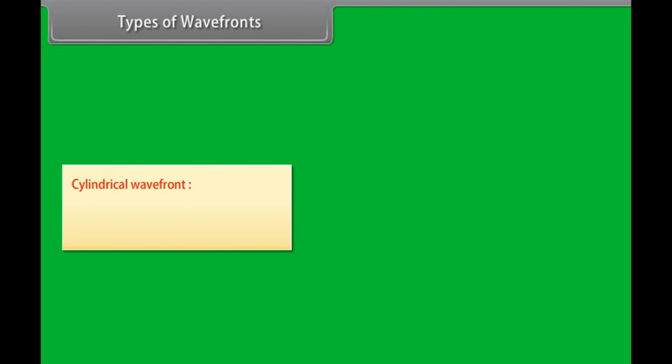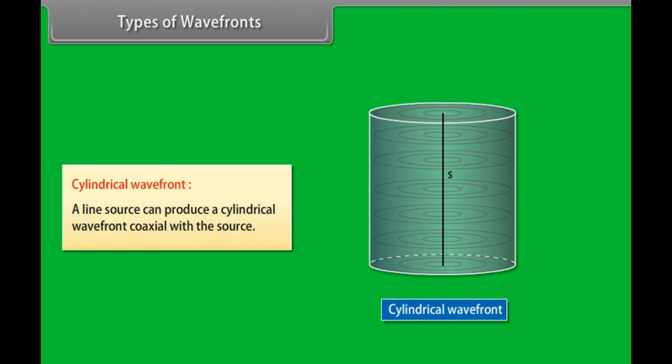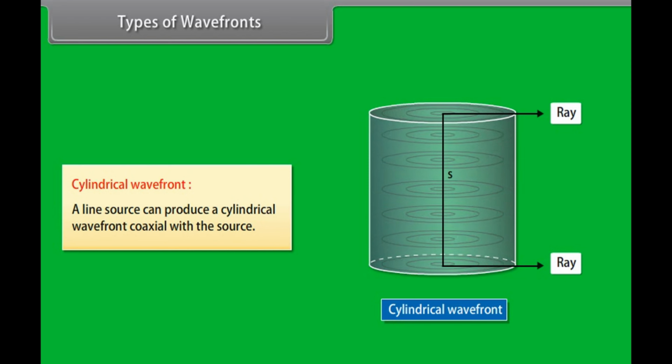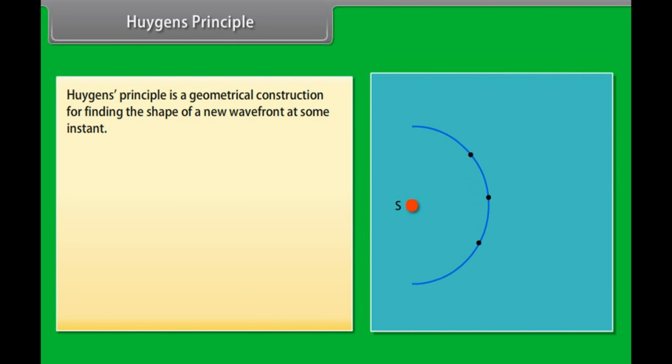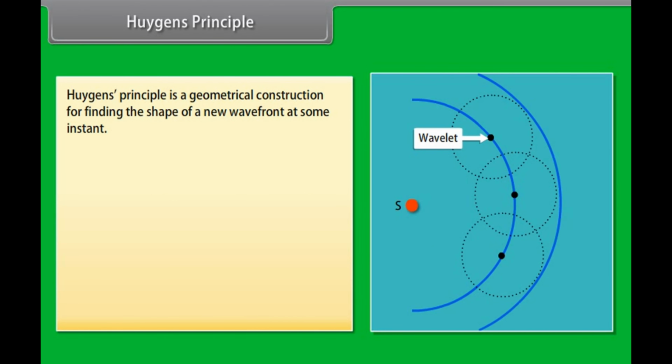Cylindrical wave front. A line source can produce a cylindrical wave front coaxial with the source. Huygens principle. Huygens principle is a geometrical construction for finding the shape of a new wave front at some instant.